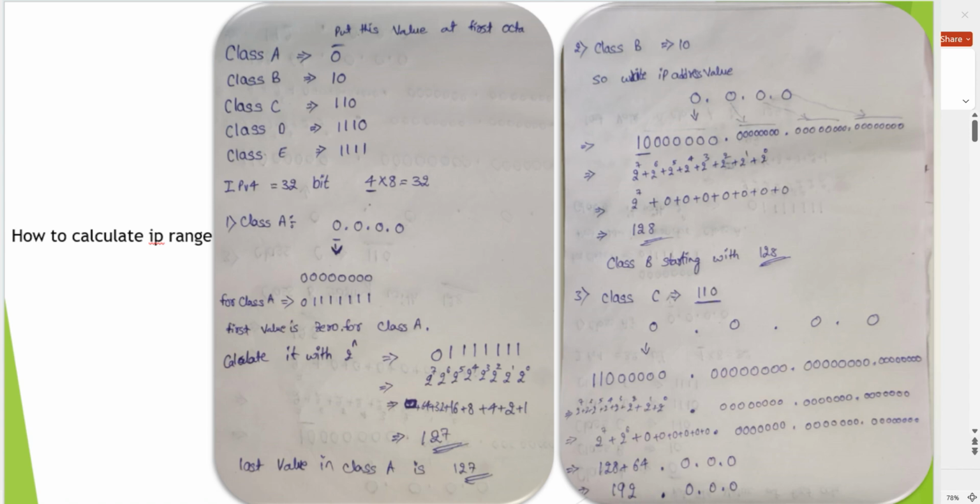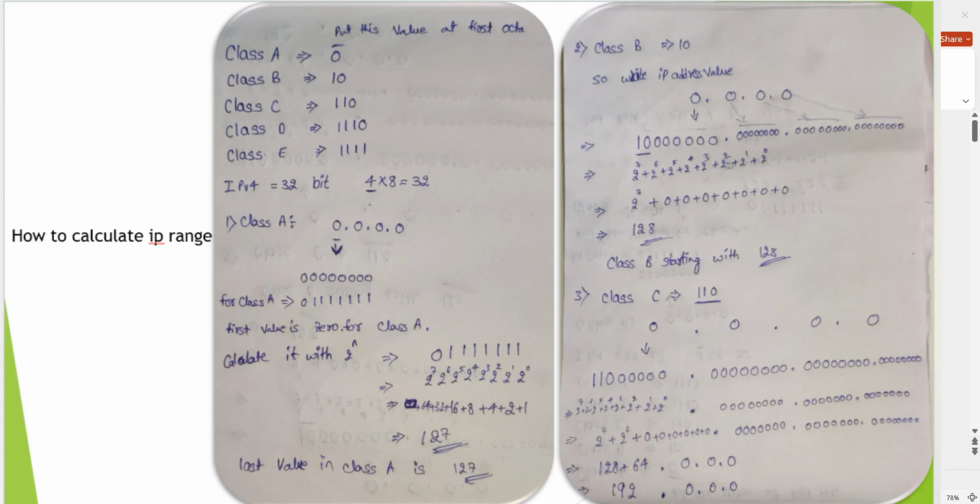The first value is 0 for class A. I just said that the first value is 0, that's why I put 0 here. We calculate the values as 2 power n: 2 power 0, 2 power 1, till 2 power 6 and 2 power 7. If there is a 0, you put 0 itself and should not consider it. If there is a 1, you have to consider the 2 power n value, calculate it, and add it to the very next one.